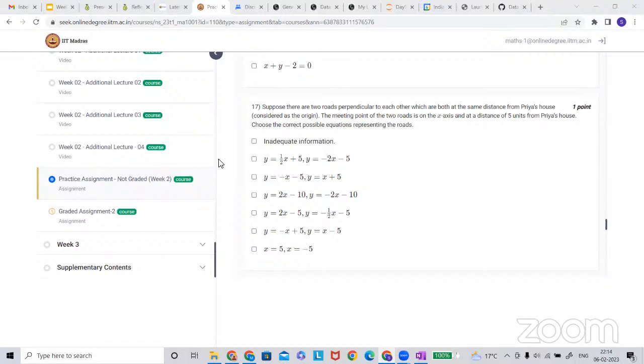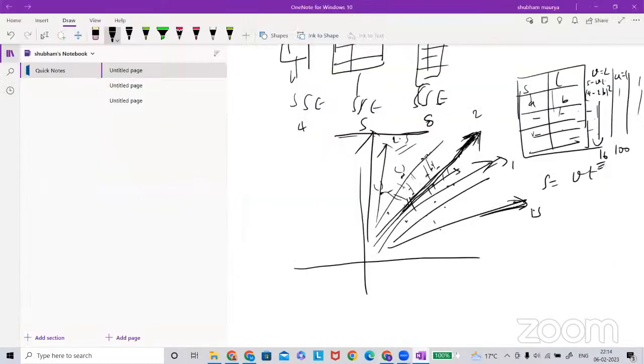Suppose there are two roads perpendicular to each other, which are both at the same distance from Priya's house, considered as the origin. The meeting point of the two roads is on the x-axis and at a distance of 5 units from Priya's house. Choose the correct possible equation representing the road.